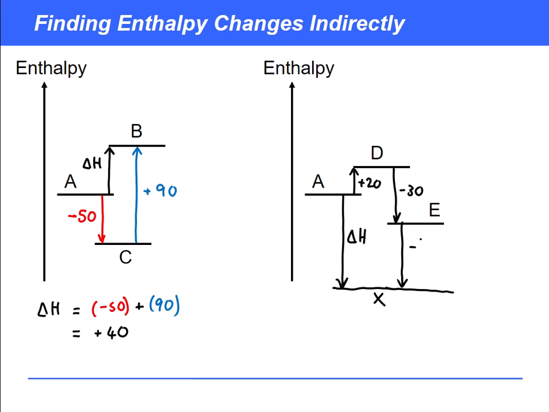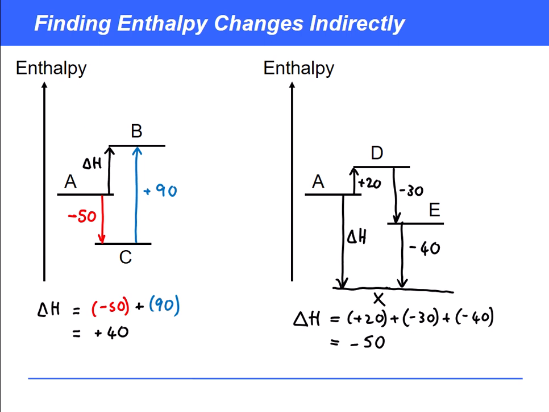This was minus 40, and so we can work out delta H again. This time we've got to go up by 20 first to get to D, down by 30 to get to E, and down by another 40. And so we find here that we've got minus 50 this time as our enthalpy change.